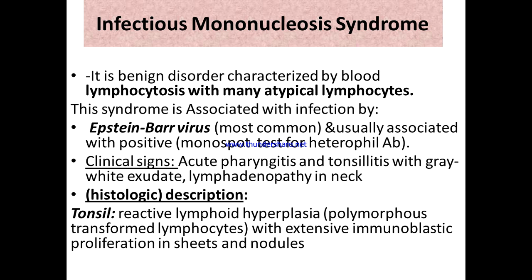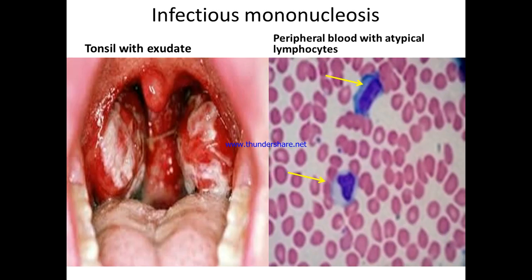Microscopically or histologically, the tonsil affected by Epstein-Barr virus will have reactive lymphoid hyperplasia with extensive immunoblastic proliferation in sheaths and nodules. We have large lymphocytes called immunoblasts arranged in sheaths and nodules. This is grossly, or macroscopically, by naked eye vision. We see a large tonsil with a white exudate going out from the tonsils.